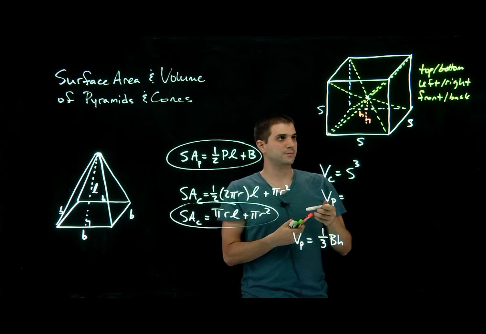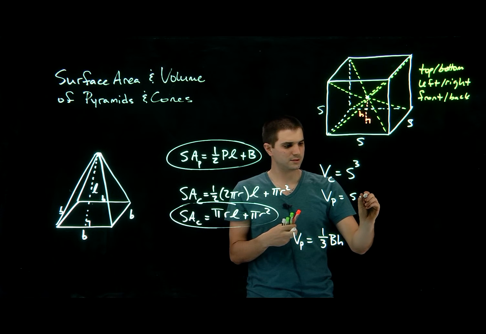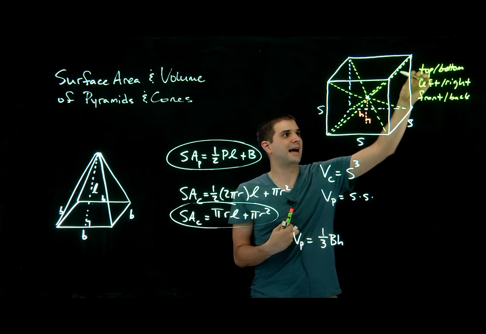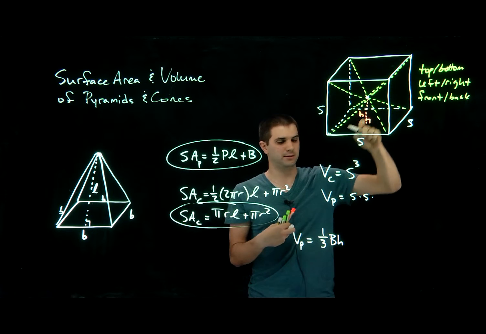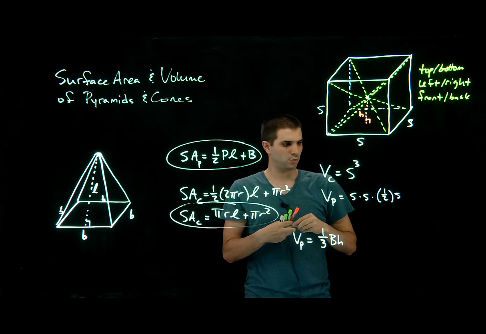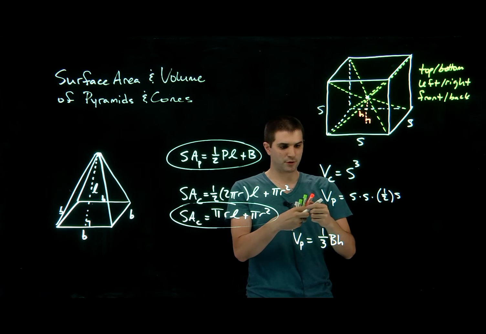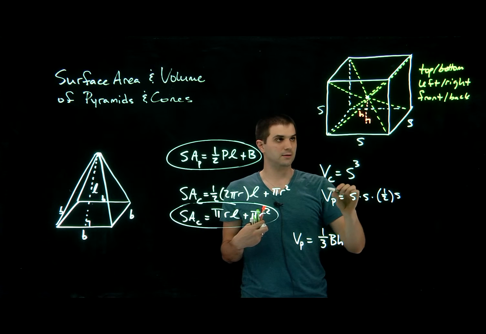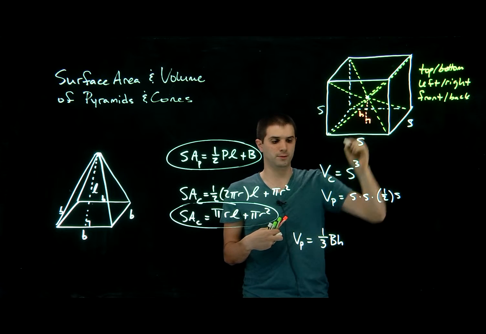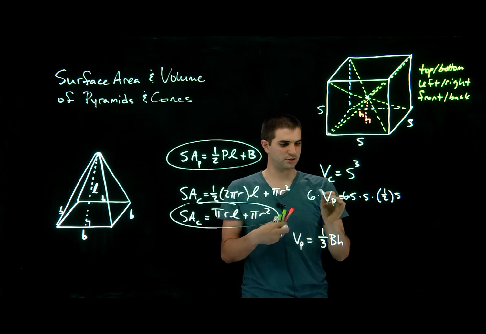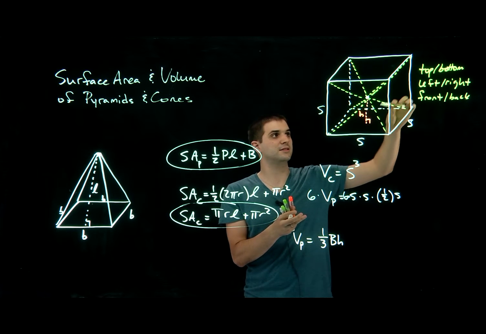But I'm guessing it's going to be side times side times the height. The height of the pyramid in terms of the cube is not going to be s, but it's actually half of s, right? So half of s. Okay, so where am I going with this? We know that there are 6 of these pyramids in this cube, right? So we can multiply this by 6. So there are 6 pyramids in this cube.